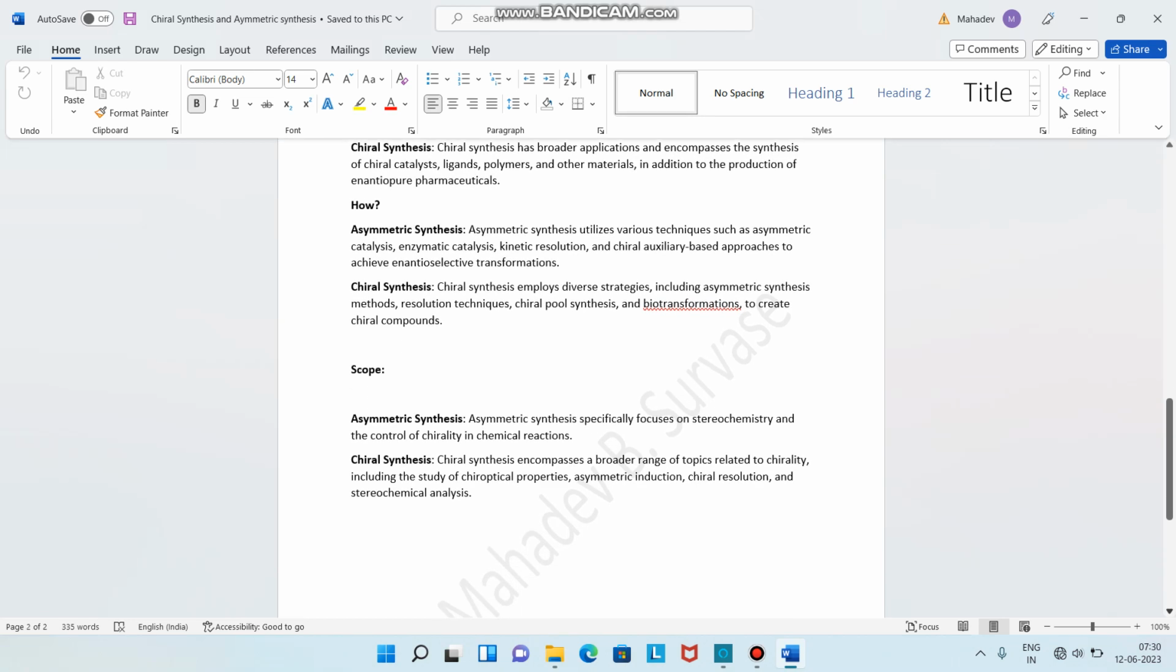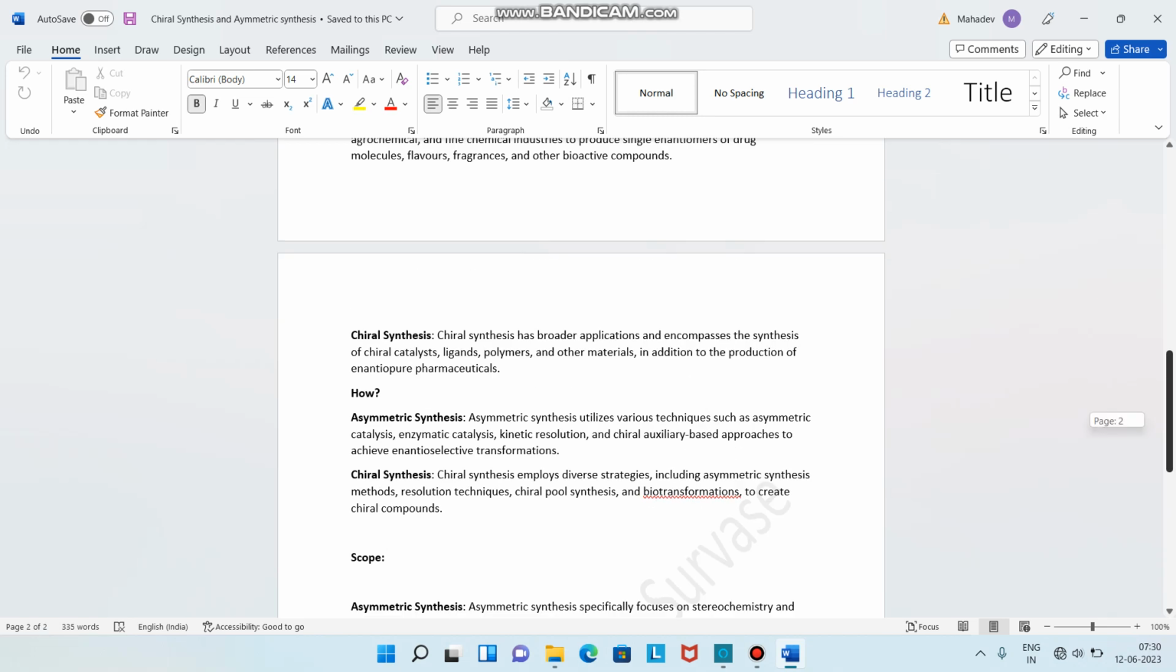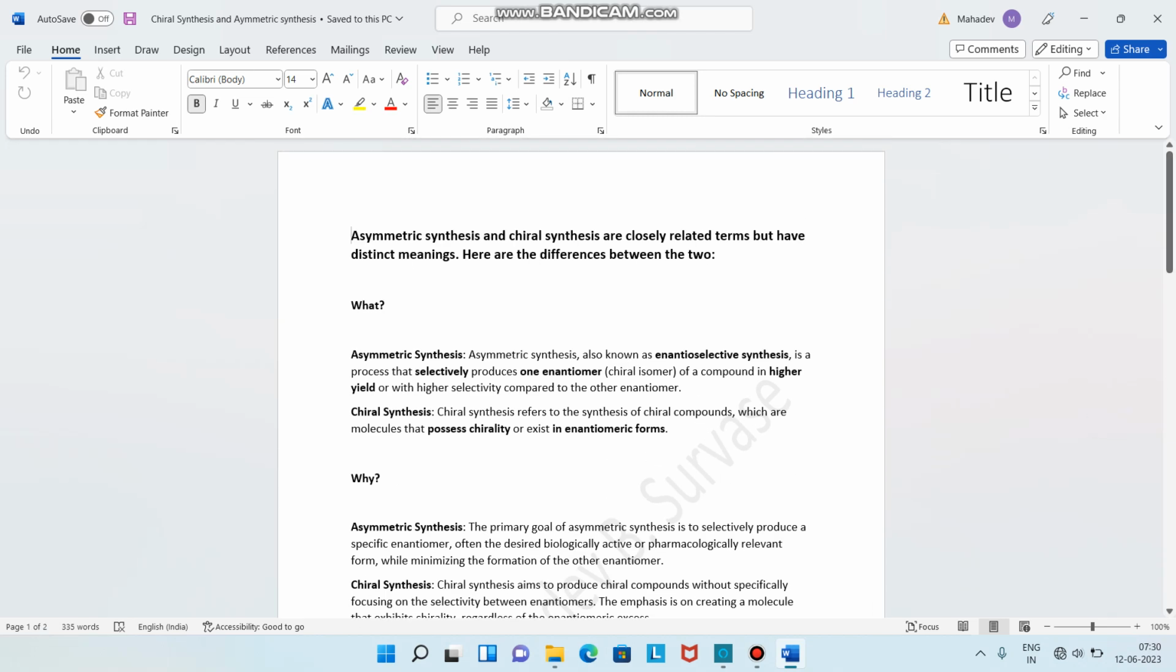And the last point is the scope. Asymmetric synthesis focuses mostly on the stereochemistry and the control of chirality in chemical reactions. And chiral synthesis has a broader range of topics, focusing on chirality, asymmetric induction, chiral resolution, etc. So these are the differences between these two important concepts known as asymmetric synthesis and chiral synthesis.